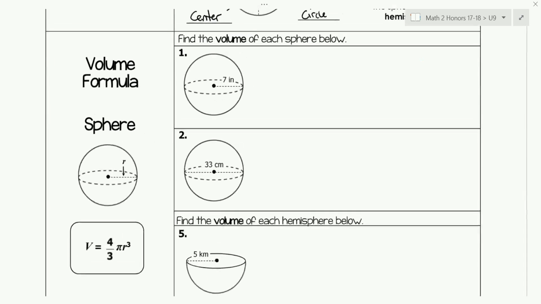So go ahead and find number 1, but I want the exact answer, okay? I don't want a decimal. I want the exact answer, so leave it in terms of pi, leave it as a fraction.